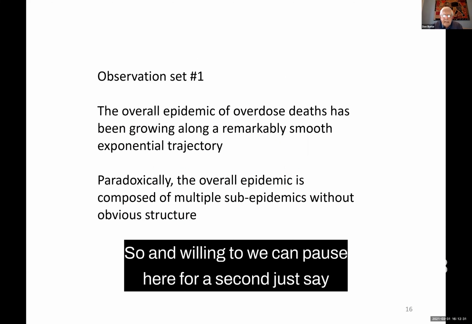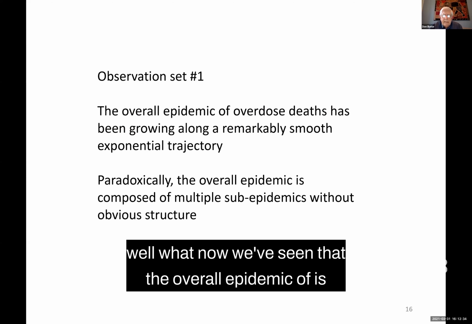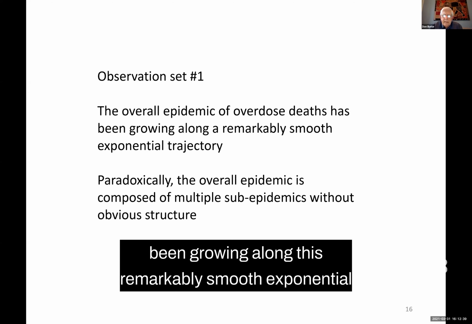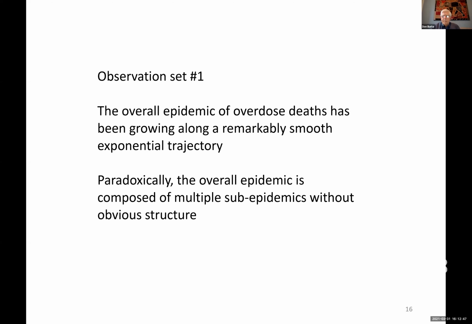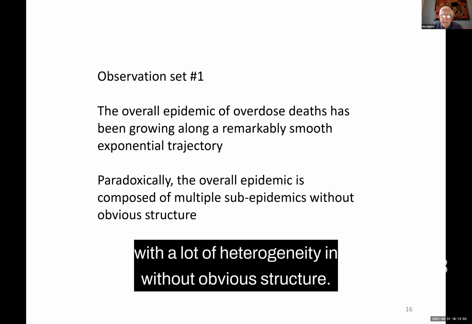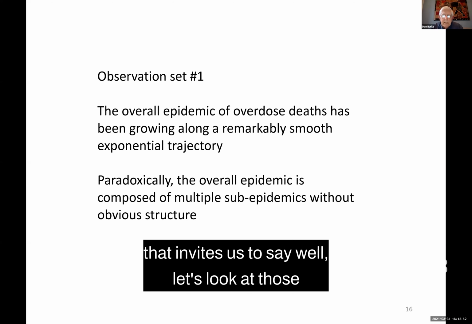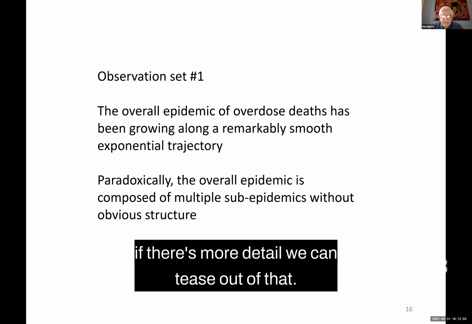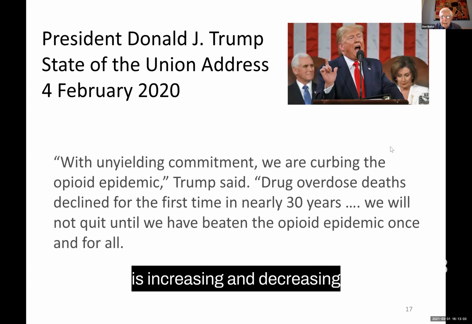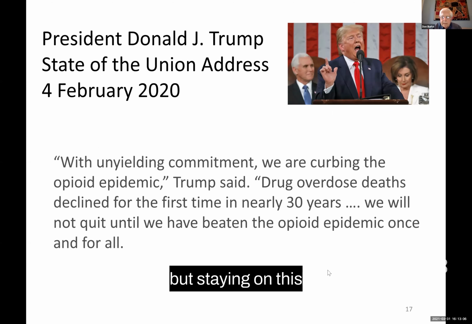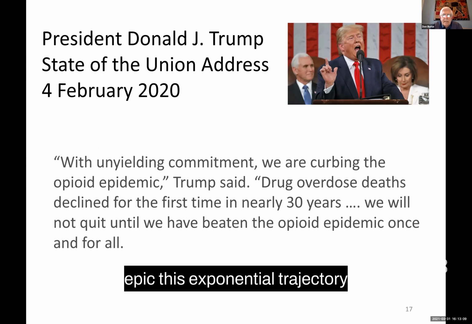So then we can pause here for a second and just say, well, now we've seen that the overall epidemic has been growing along this remarkably smooth exponential trajectory. But paradoxically, the overall epidemic is composed of multiple sub-epidemics with a lot of heterogeneity and without obvious structure. And so that invites us to say, well, let's look at those, if there's more detail that we can tease out of that. The epidemic is increasing and decreasing, but staying on this exponential trajectory.